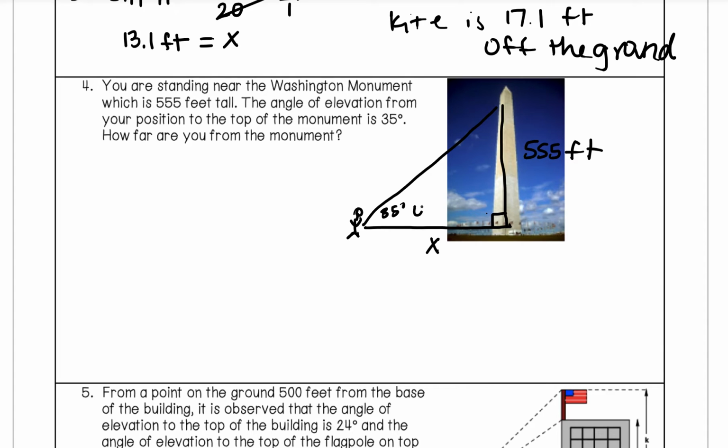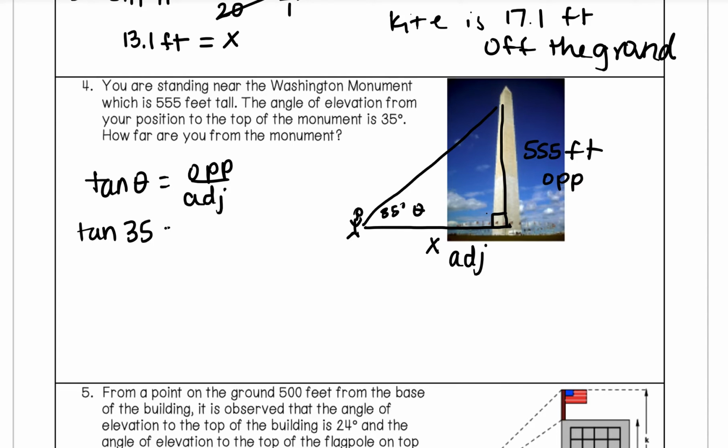So we're going to label our 35-degree elevation angle there as our theta, which means the height of 555 is our opposite, and our x is actually our adjacent this time. It's right next to that angle theta. So we're going to be using the tangent function to help us, because tangent is always your opposite over your adjacent. Our theta is 35 degrees. The opposite side is 555, and your adjacent is your x.